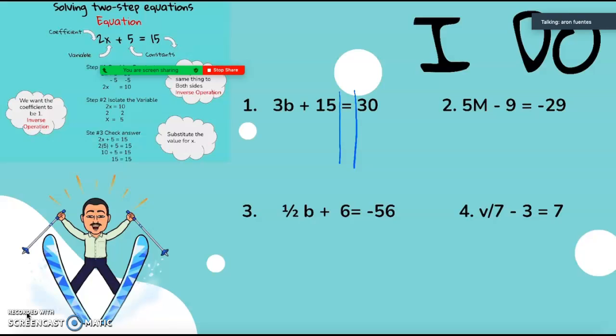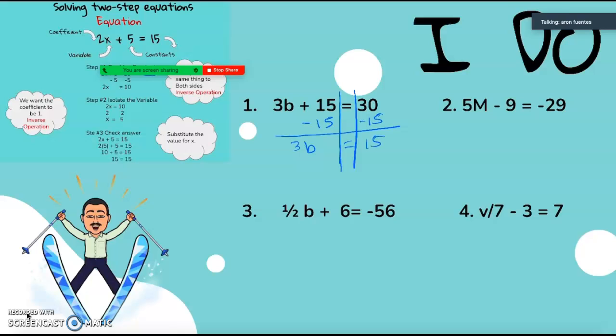And I have to combine my constants. In order to get rid of positive 15, I have to subtract 15 by using the inverse operation. What I do to the left side, I have to do to the right side. That leaves me 3b on the left side equal to 30 minus 15, which is 15.